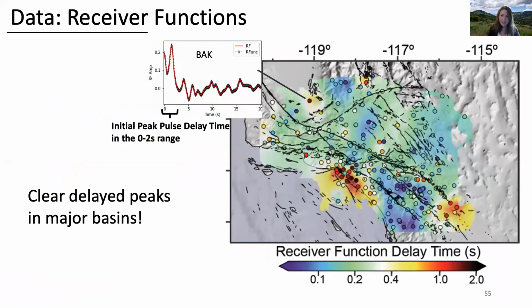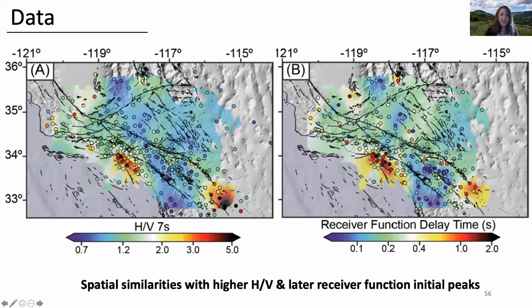We mapped the delay time of the initial peak in the first 2 seconds of the receiver function for every station. The underneath map is just the interpolated result between stations. For station BAK in the heart of the South Central Valley, you can see the main peak arrives right around 2 seconds, which fits with our mapped result. This is interesting, and we see major peaks in sediments similar to another map we looked at earlier. The short period HRV data is strikingly similar to the receiver function data.